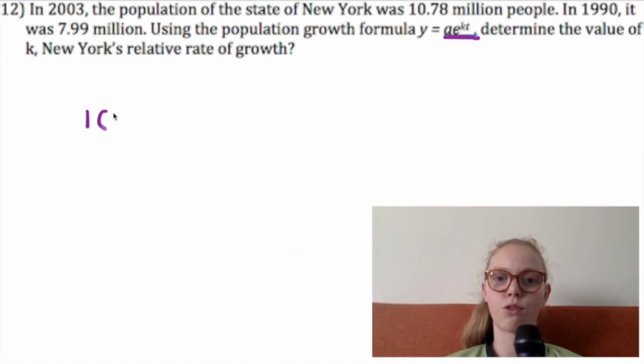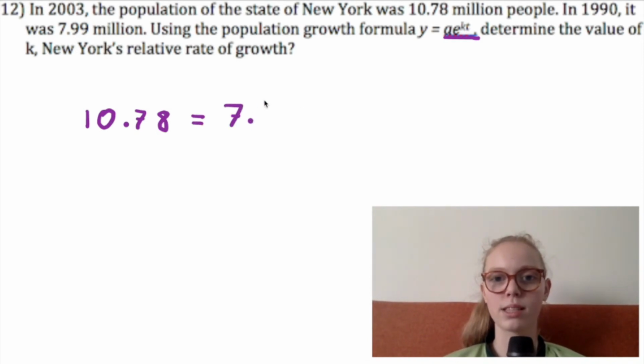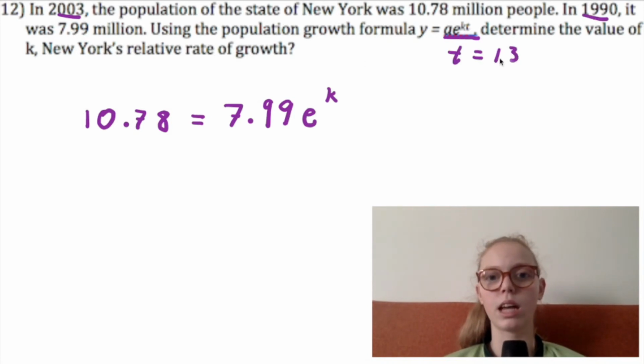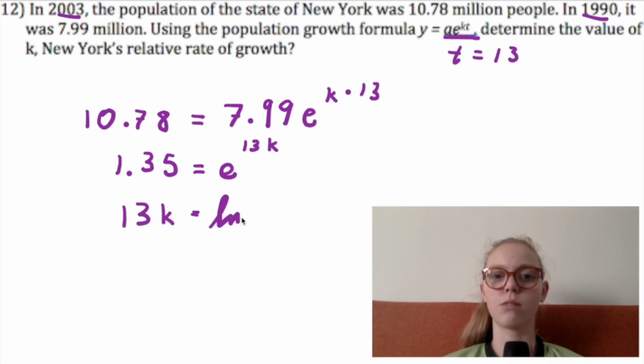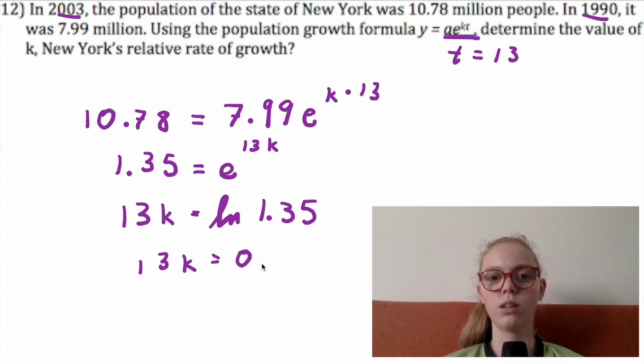So we're going to use the given formula, y equals a e to the kt. Now, y is equal to 10.78 million, and a is equal to 7.99 million. Now, we are looking for k, and t is 13, because that's the difference between 1990 and 2003. So we have 1.35, we just divided both sides by 7.99, and then we take the natural log of both sides. So we get 13k is equal to the natural log of 1.35. And the natural log of 1.35 is going to be roughly equal to 0.300.